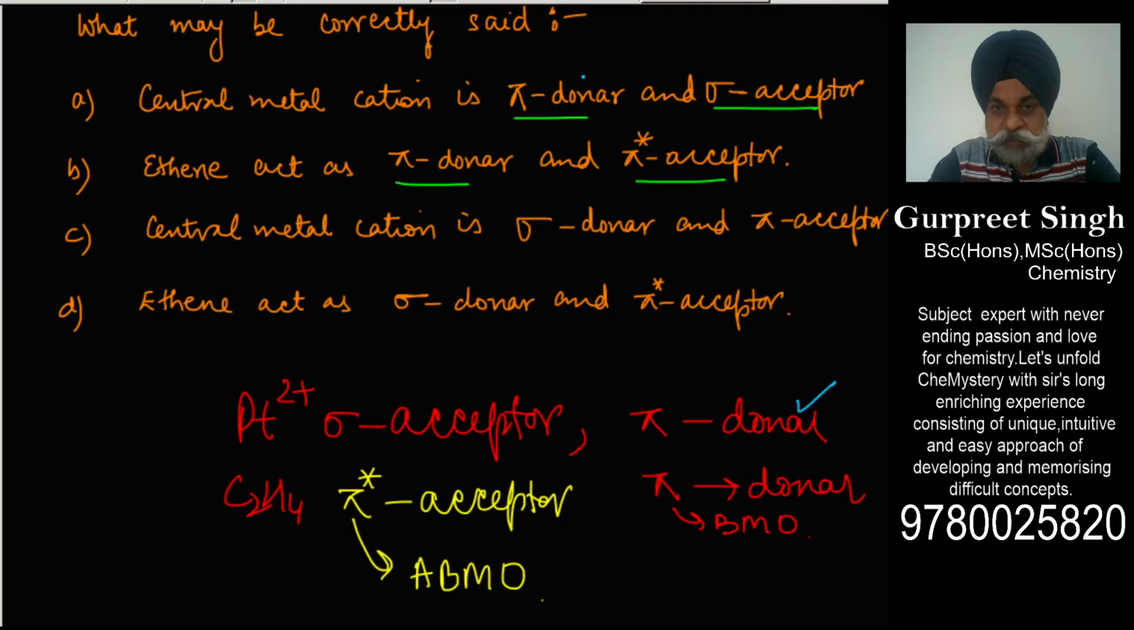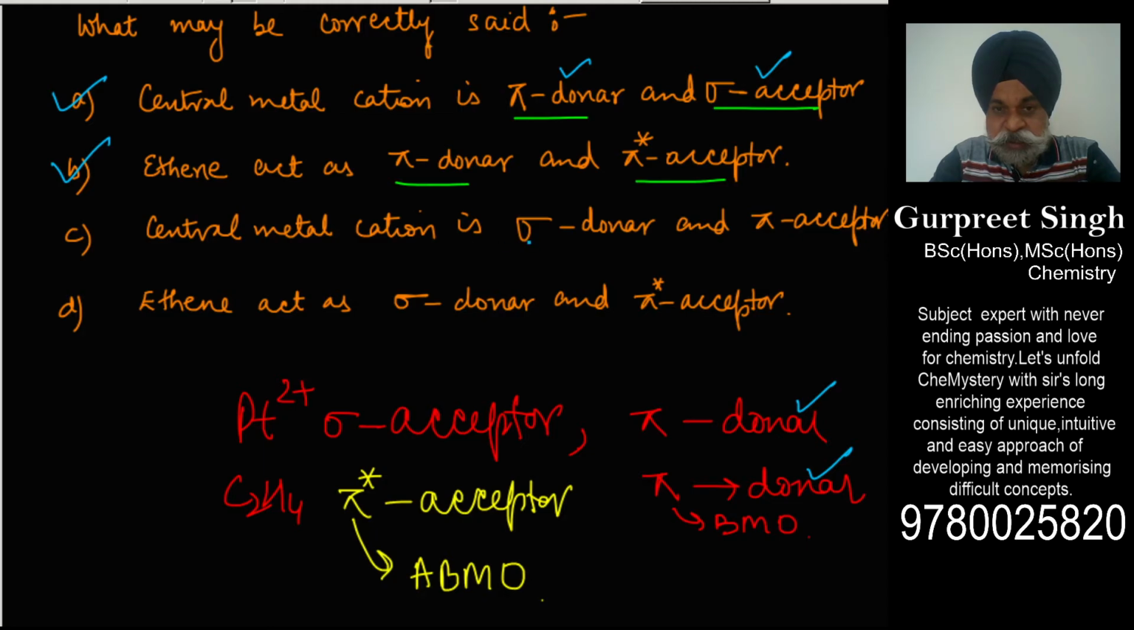Yes, it is pi donor. This statement is right, and sigma acceptor. So this is correct. So option A is correct. Ethene acts as a pi donor. Is it a pi donor? Yes, it is pi donor, and pi star acceptor. So this option is also correct.